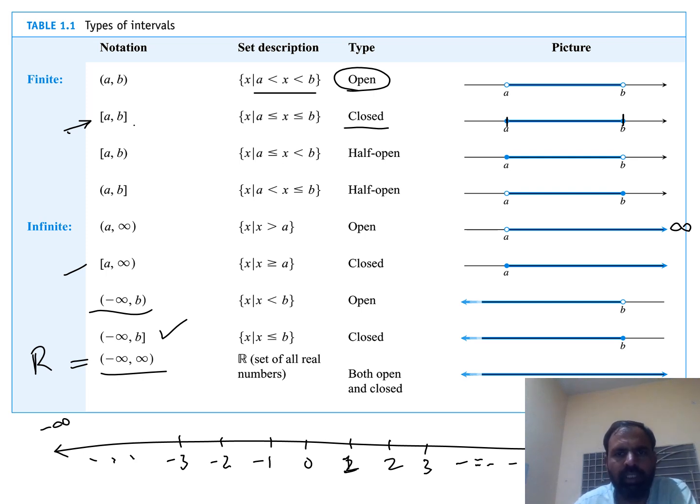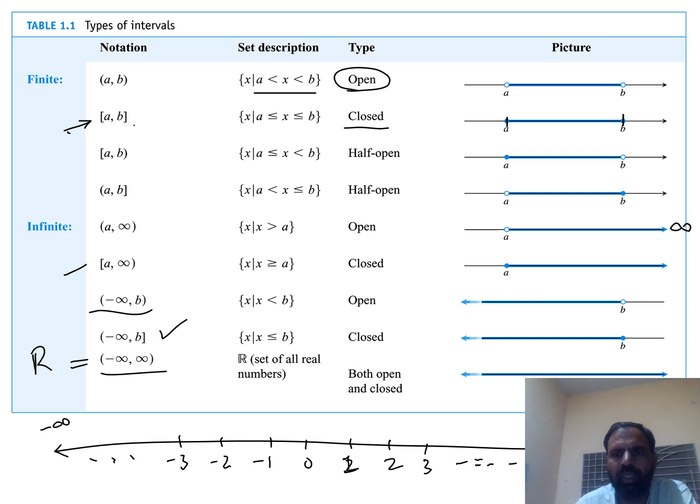And for infinite intervals, if you write a to infinity, it means x is greater than a. So it is an open interval, x greater than a to infinity, and a is not included. And this is closed: in the closed case, x is included, and from x onward all elements are included, but infinity is never included.